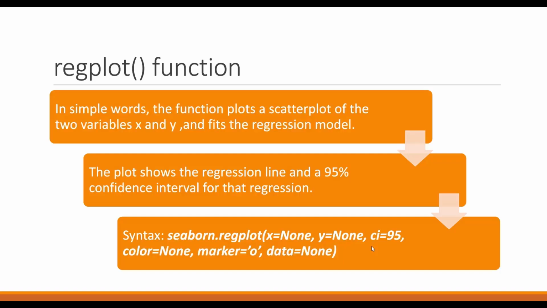The next one is color. To apply the color to all the plot elements, we have to pass the color as a keyword argument to this function. The next one is marker. It specifies the style of the marker. By default it is a circle. You can change it according to your choice. And the last one is data. It is the dataset that is being used. And to learn about this function in detail, we will see examples.